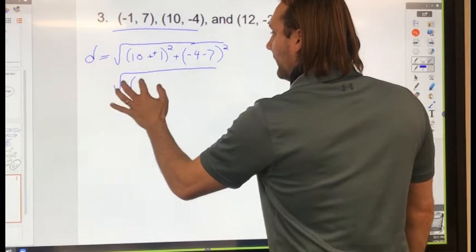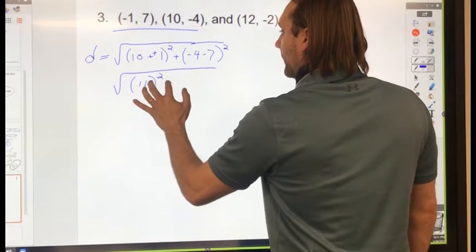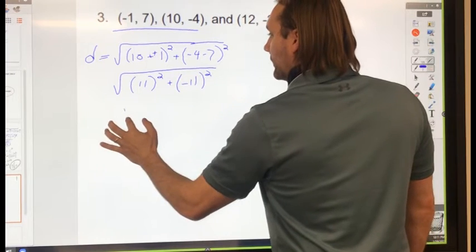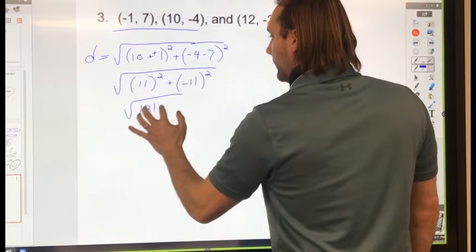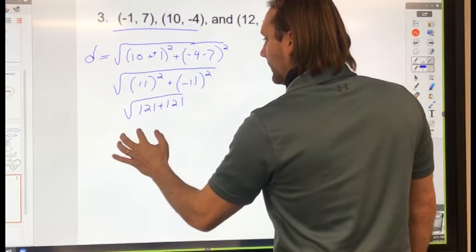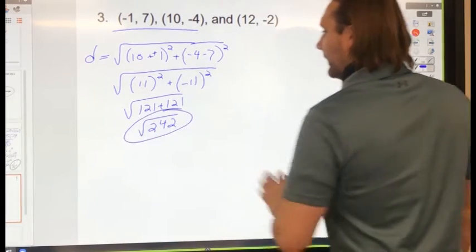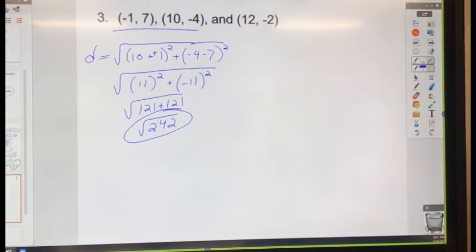That gives me 11 squared plus negative 11 squared, which gives me the square root of 121 plus 121, which is the square root of 242. Everybody get square root of 242 for one side? Okay, so far so good.